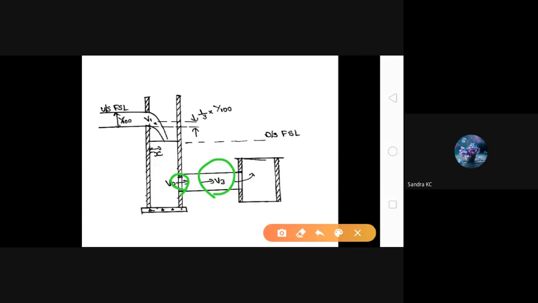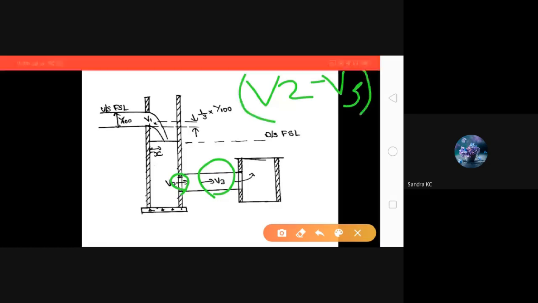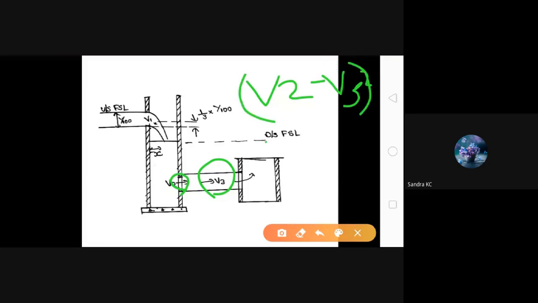Okay, the equation is V2 minus V3 all square divided by 2G. V2 minus V3 all square divided by 2G. Okay, V2 is 5.1 and V3 is 1.27. G is 9.81. Okay, then what will be the value of head loss due to sudden enlargement?